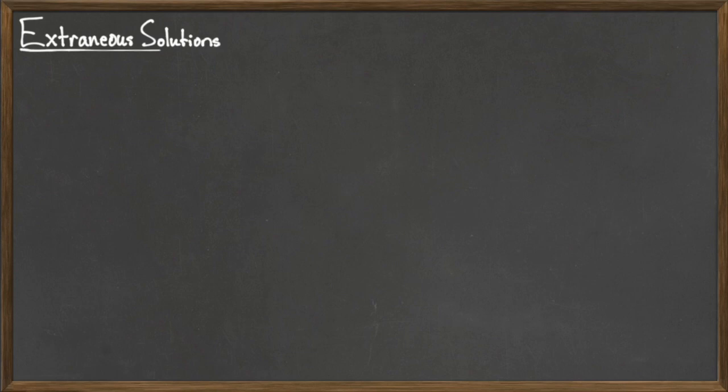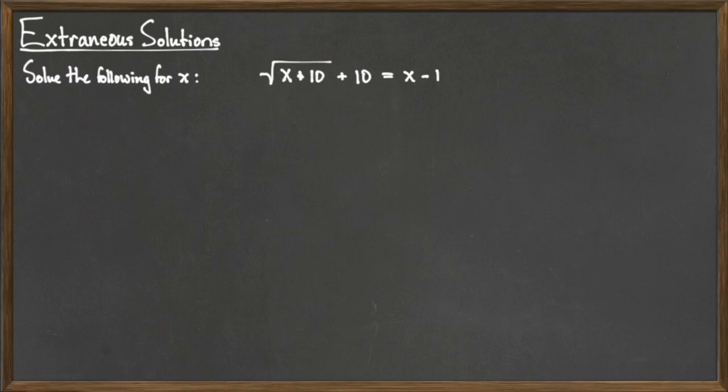For our next example, let's solve the equation the square root of x plus 10 equals x minus 1. This example is going to show why some solutions that we collect may not actually work with the original equation. But let's get back to the work at hand.